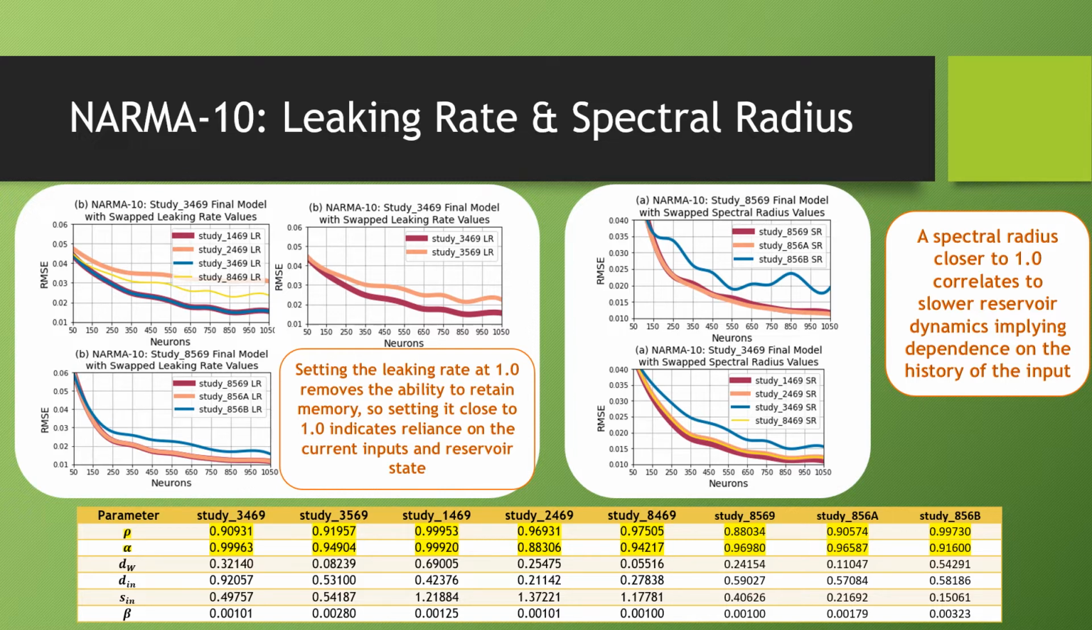The rightmost graph set looks at several models with their finalized parameter set, minus the spectral radius value, which has been swapped out with values from other studies. Values closer to 1 decrease RMSE the most, and values that stray from that increase the RMSE. This implies a dependence on the history of the input.